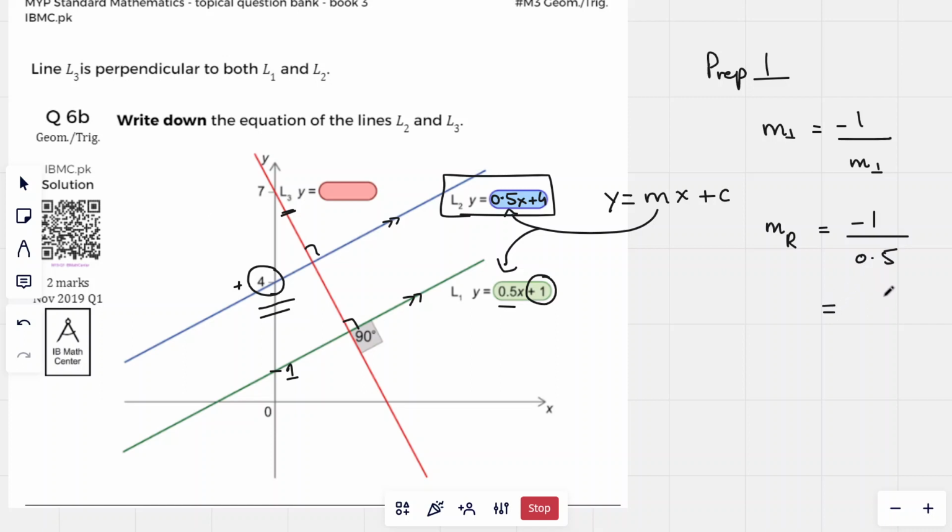Finding the value of negative 1 divided by 0.5 on a calculator gives us negative 2. So the gradient of the red line is negative 2. As per the standard equation of a straight line, we write mx, so negative 2x, plus the value of the y-intercept. What is the y-intercept here? The value of the y-intercept is 7. y equals negative 2x plus 7 is the equation of the red line.